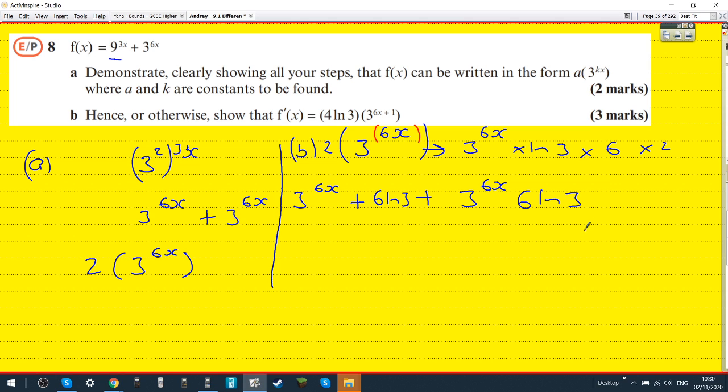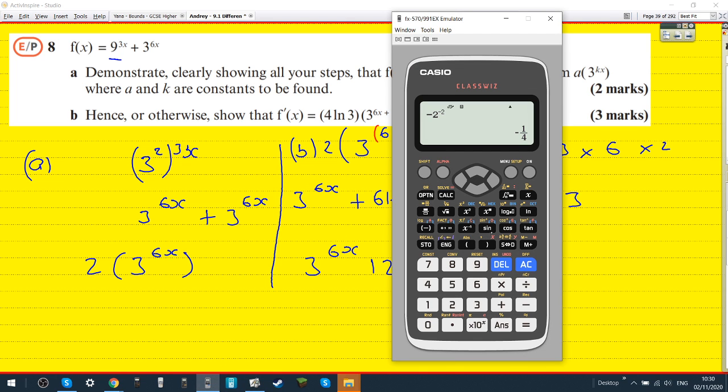I would have just times it by 2, so I don't have all this stuff going on. So 3 to the 6x, that 6 would become 12. 12 ln 3, because it's like everything times each other, so only times one of them. 12 ln 3. What is 3 to the power 12? It's going to be huge.